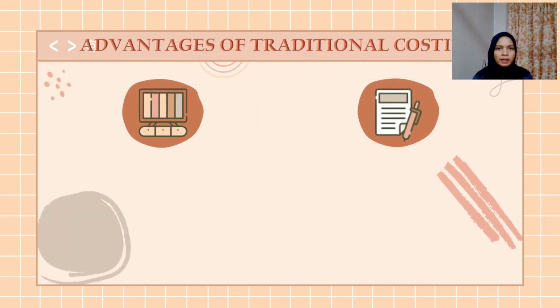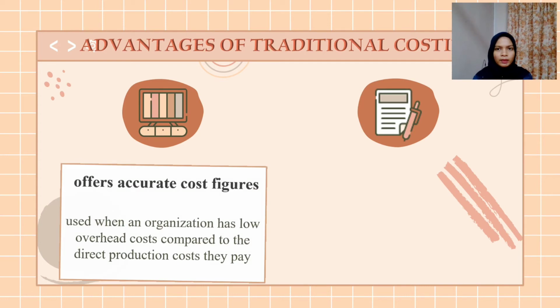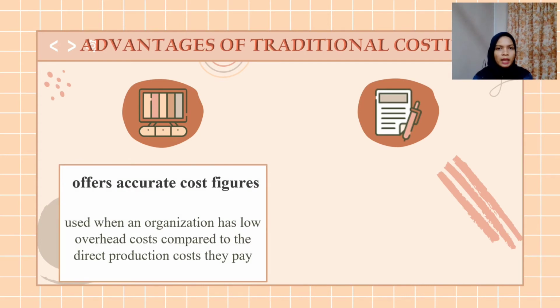Let me explain the advantages of traditional costing. Firstly, it is best used when an organization has low overhead costs compared to the direct production costs they pay. When volumes are large and overhead costs don't create a significant difference when calculating costs, then it provides an accurate figure that can then be added as a rate to the finished good or services.